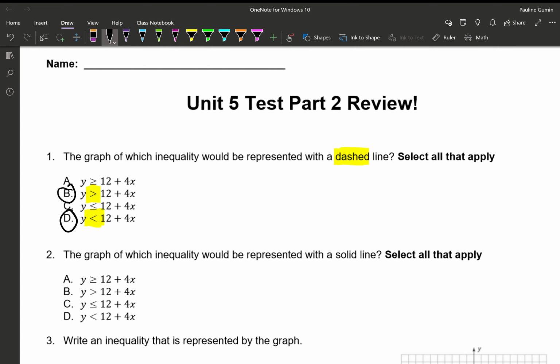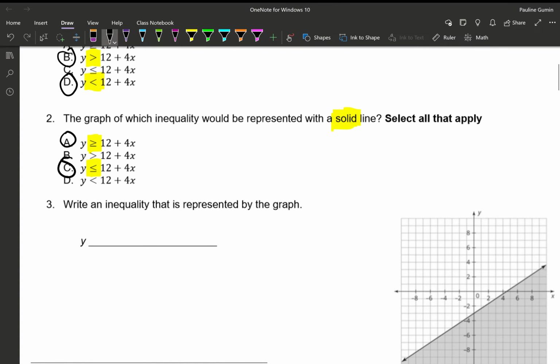Now for number 2, it's asking us which graph of which inequality would be represented with a solid line. So solid lines have symbols that have solid lines underneath them, that have an or equal to, which means that's letter A and letter C. So that's how I remember it. Solid line gets a solid line.